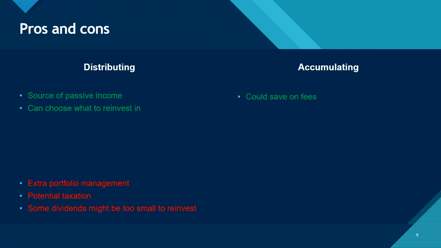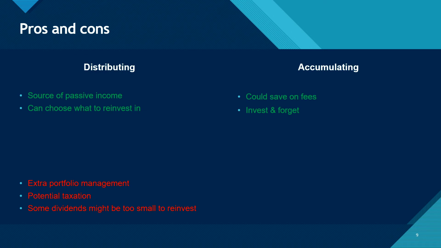Now, accumulating ETFs can save you money on fees if your trading platform charges trading fees. This can also include foreign exchange fees if the ETF isn't in your local currency. Foreign exchange fees could also be applied twice, once when you convert the dividend back into your local currency and then back again if you choose to reinvest into the same foreign ETF. For anyone using Trading 212, this would cost 0.15% twice.